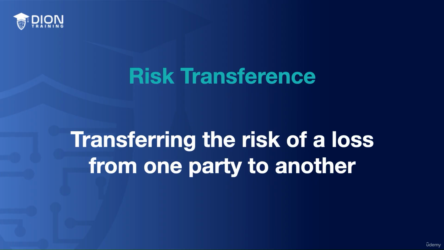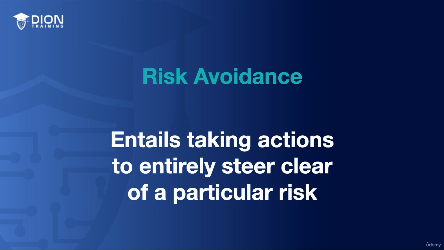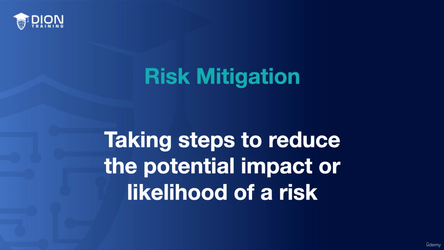So remember, risk transference is a strategy that involves shifting the risk of loss from one party to another, such as through insurance or contract indemnity clauses. Risk acceptance is a strategy where businesses or individuals acknowledge a risk and decide to accept it without taking any measures to mitigate it. Risk avoidance is a strategy that involves taking actions to completely avoid the risk. This could mean not engaging in certain activities or operations that could potentially lead to the risk. Risk mitigation involves taking steps to reduce the potential impact or likelihood of a risk. And this could involve implementing controls, safety measures, or other actions that would lessen the impact of the risk should it occur.